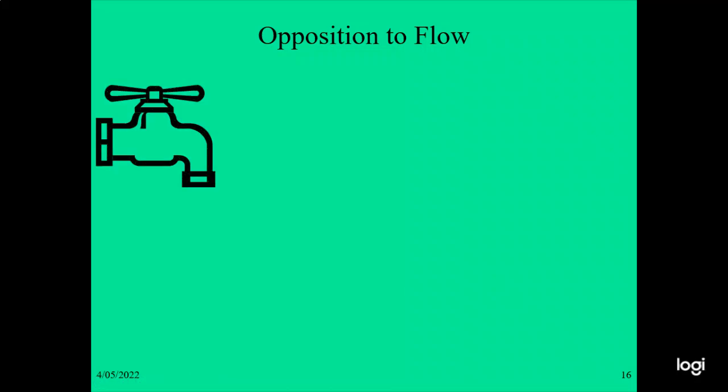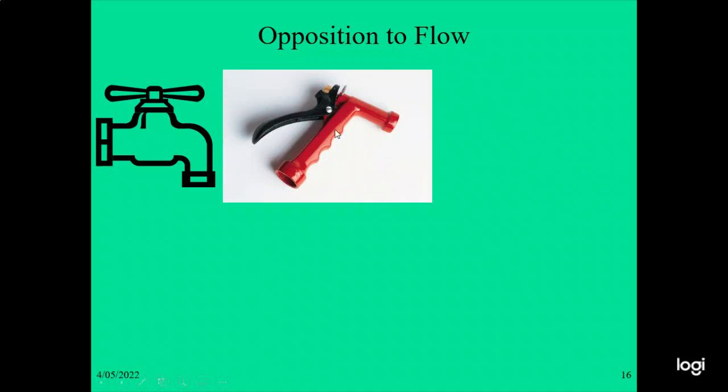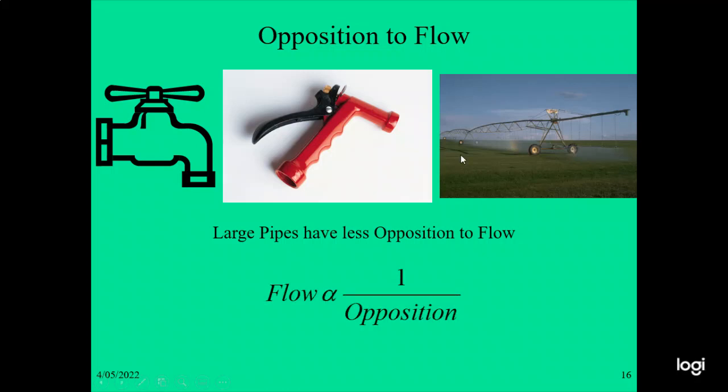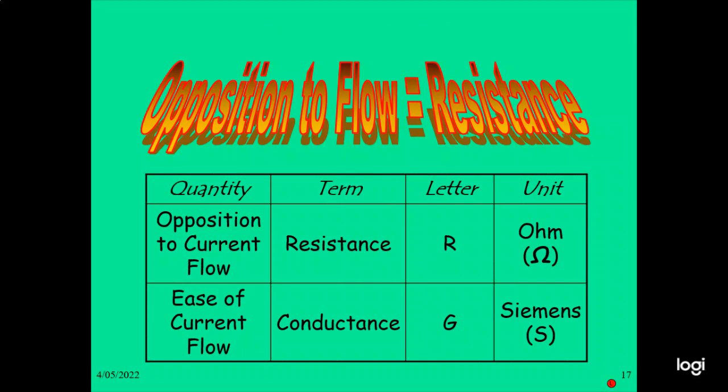Opposition to flow is resistance. We use resistance for opposition to current flow. The less opposition, the more flow. Flow is inversely proportional to opposition. Opposition to current flow is resistance. The letter is R, and the unit is the ohm. Ease of current flow is conductance G, and the unit is the siemens.